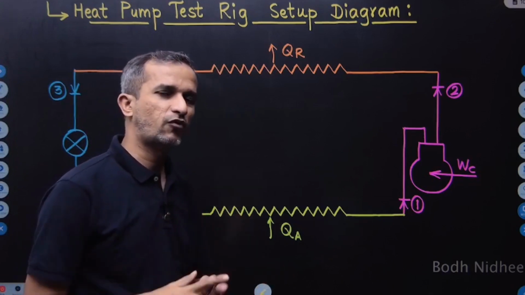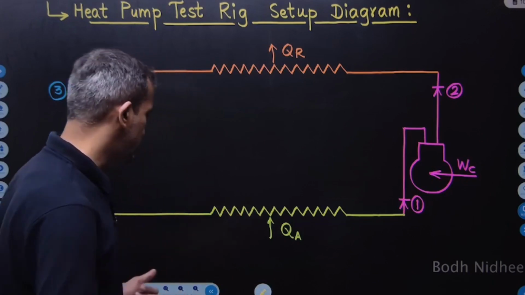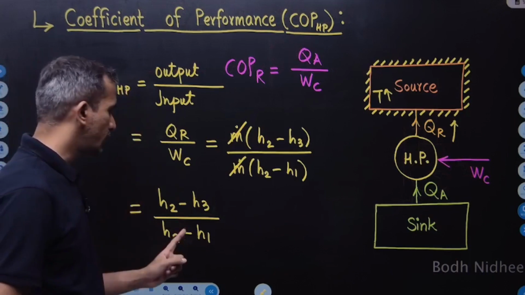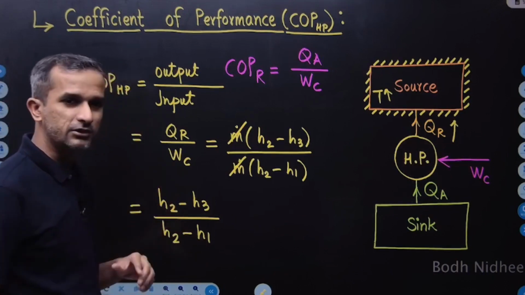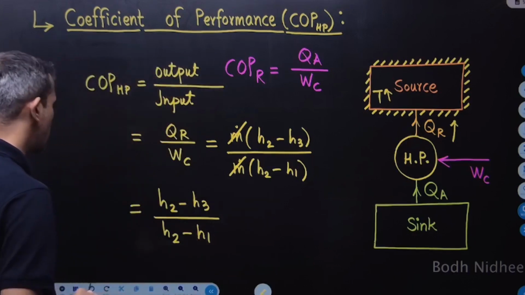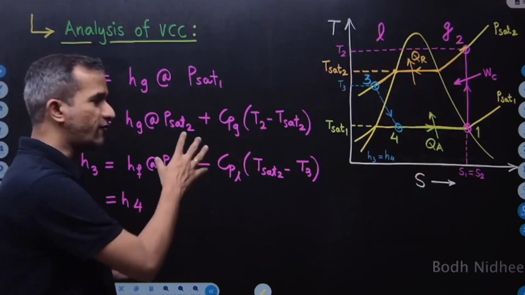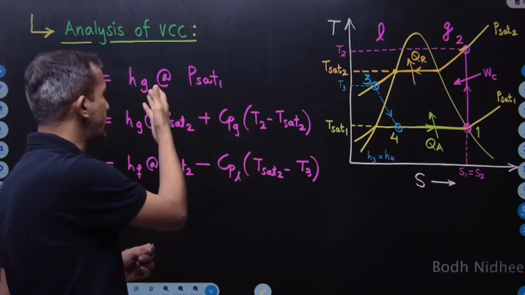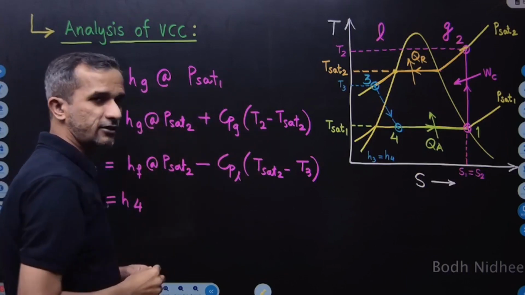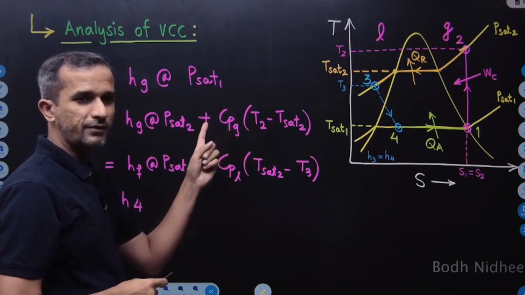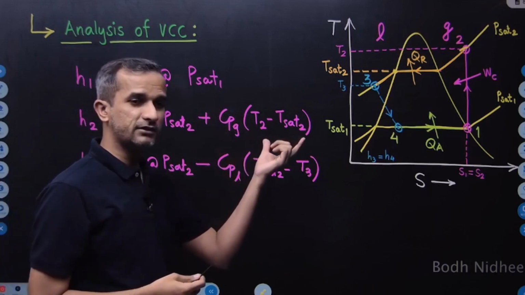So to measure the performance of the system means what? We want to find out the coefficient of performance. Finding out the coefficient of performance means finding out H1, H2, H3, that is, enthalpies at different points. If I want to find the enthalpies at different points, what is the formulation I have? I can obtain the enthalpies of the gaseous phase at the different pressures. So I must know the pressures, right? Psat1, Psat2. Similarly, I want the temperatures at different points.